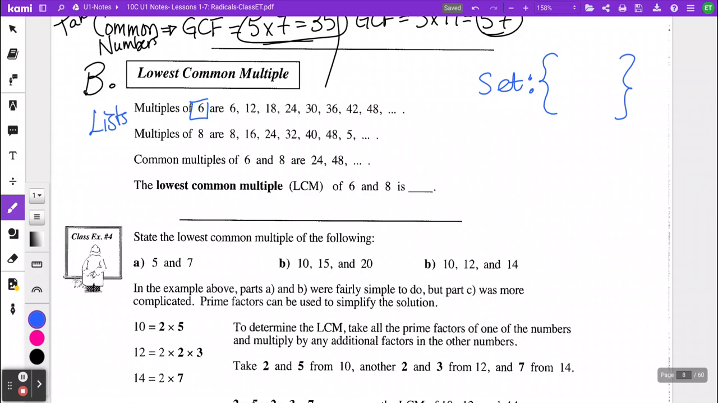And the multiples of 8: 8, 16, 24, 32, 40, 48. Then it's got a 5. Well, it meant to say, what would that be? What do you think? The 5 doesn't go there. What number should be next? They're missing a number. It should be 56.